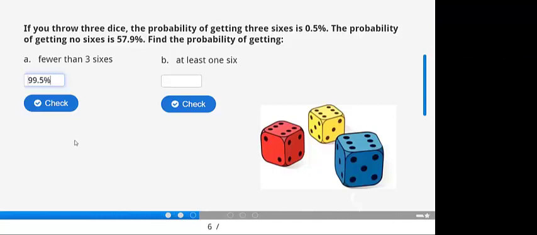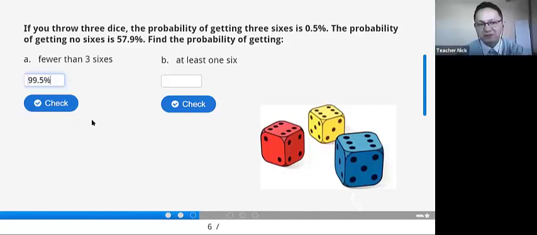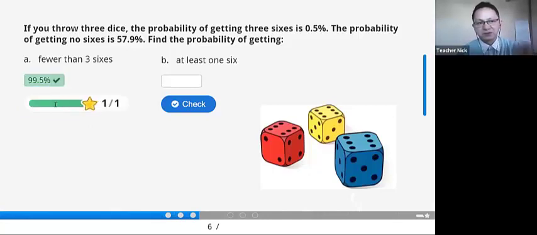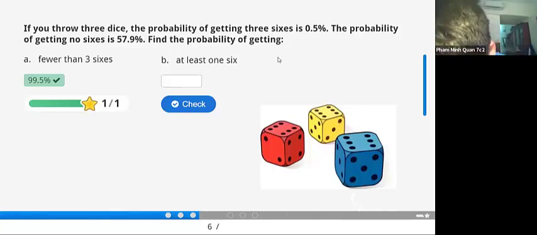Okay. Let's check your answer first, because we are going to find out why it is correct. Let's check. 1, 2, 3. Good. That's correct. Can you explain again? Who can explain again? Why is it 99.5?